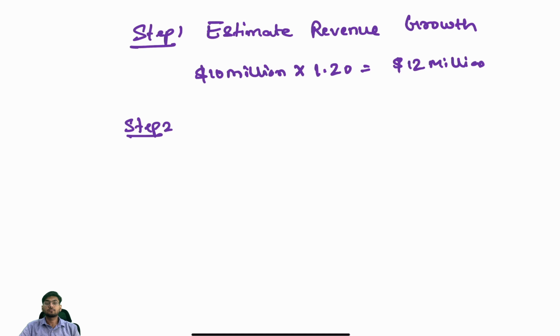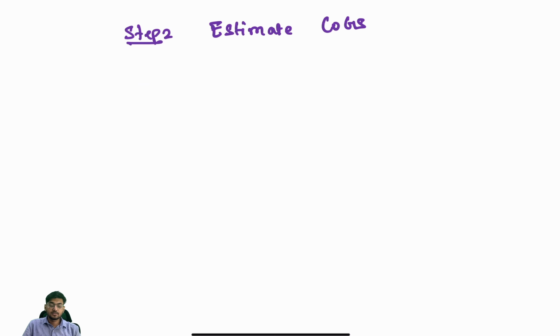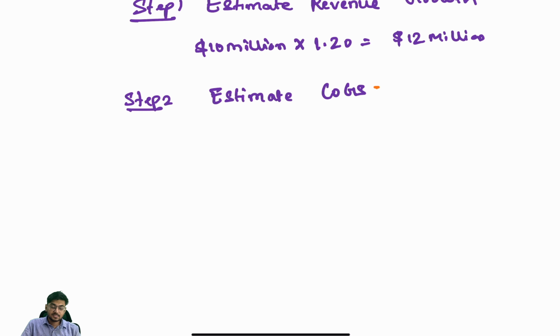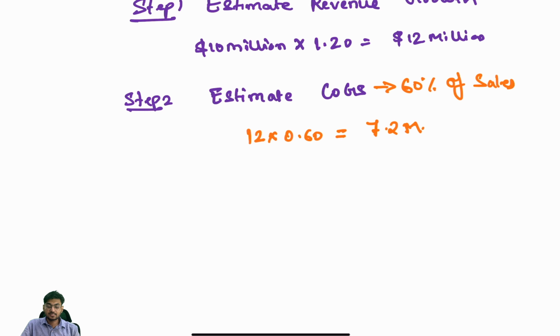Step 2. Write down estimate cost of goods sold. Clear? Now historically we have observed that the cost of goods sold is 60% of the sales. Clear? Now what is the new sales? $12 million. So what is the cost of goods sold? 0.60. How much? $7.2 million.